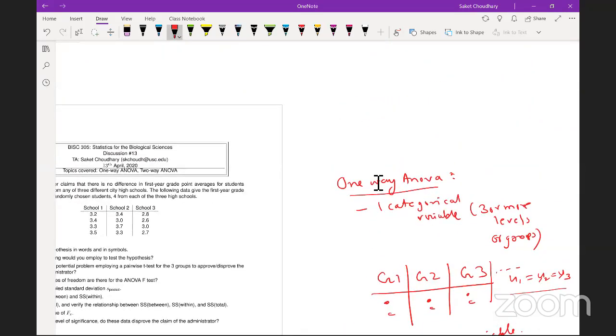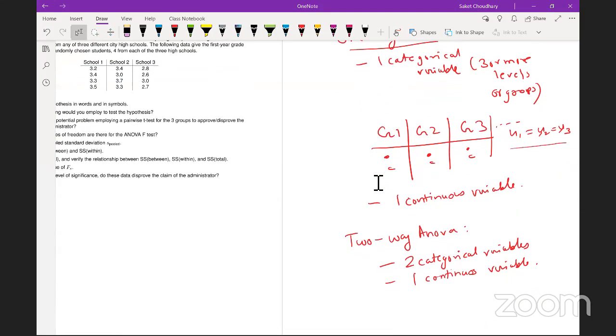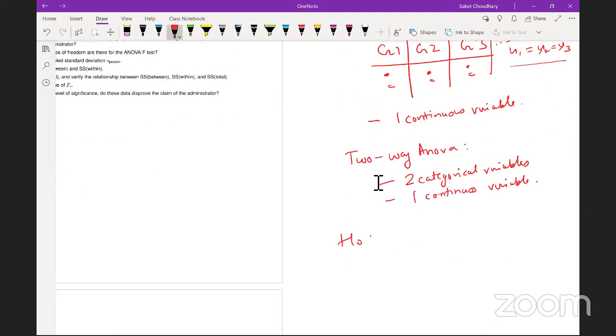So again, the motivation behind doing ANOVA is you're given multiple groups and you're interested in finding out, so the null remains the same, is the mean of these groups equal? Okay, so that's the motivation of doing ANOVA.